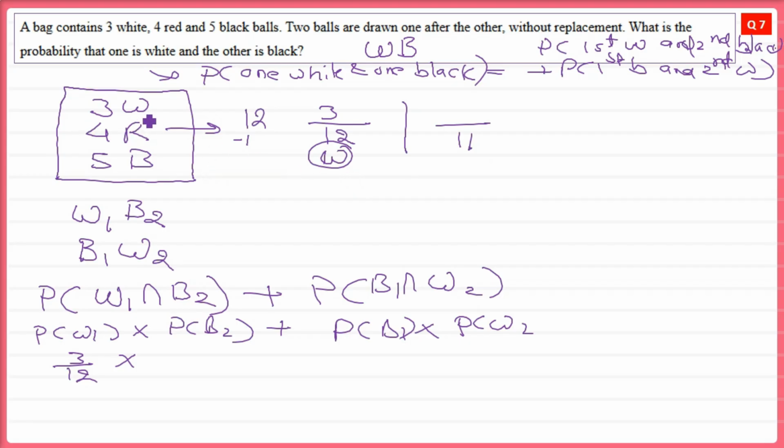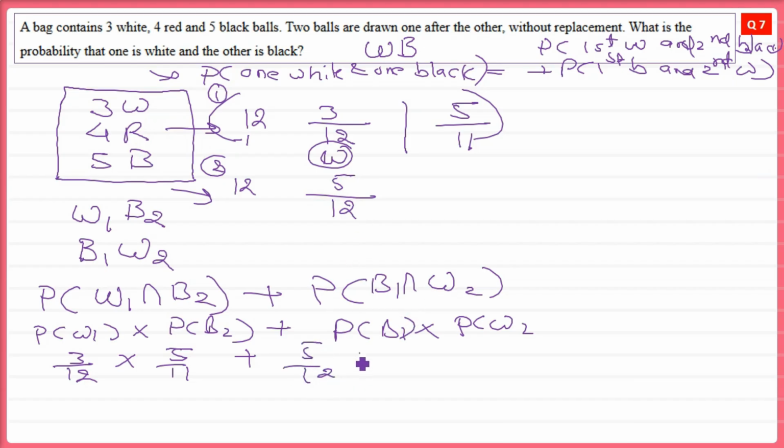Next has to be black. We assume that the white has already come, but still there are 5 blacks in here. So this 5 is what we are going to use here. So 5 by 11 here. First case is done. Now we are talking about B1, W2: a black one followed by a white one. Now 12 in all are there in the first picking. First ball is to be black, and 5 black are already there. So 5 by 12 is the probability of getting the first black ball.